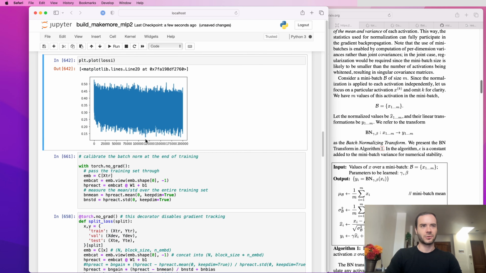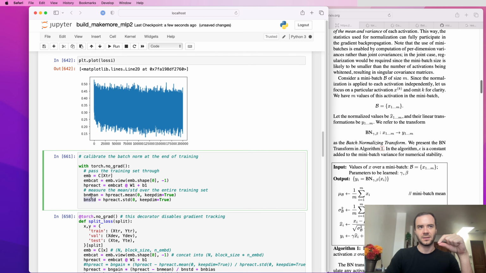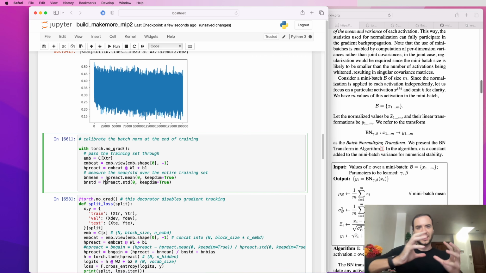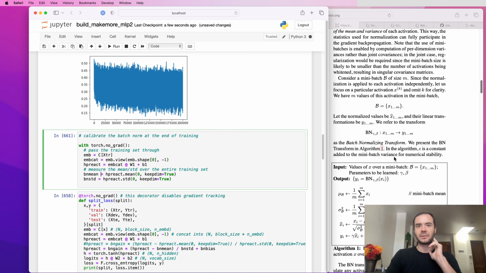And what we're hoping for, of course, is that the bnmean_running and bnstd_running are going to be very similar to the ones that we calculated here before. And that way we don't need a second stage because we've combined the two stages and we've put them on the side of each other, if you want to look at it that way. And this is also how it's implemented in the batch normalization layer in PyTorch.